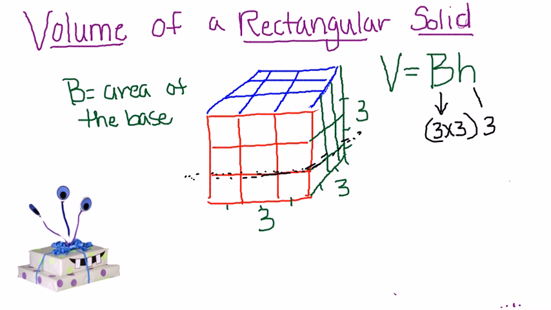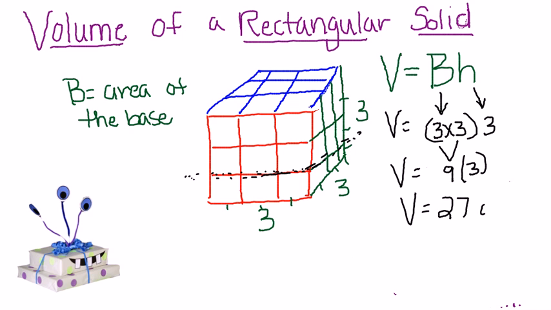Now we're going to use our snow cones. 3 times 3 is 9, times 3 gives us 27 cubic units. And in this case it would be cubic cubes, which sounds kind of funny. Now, let's count them so that you can see that we have one in the middle that we're not going to be able to see.